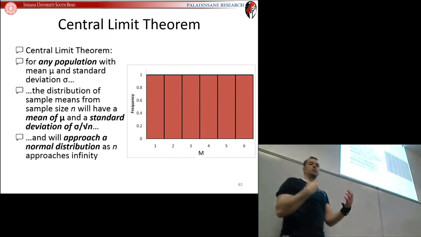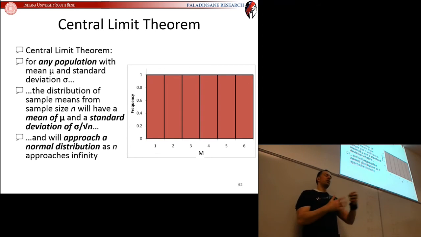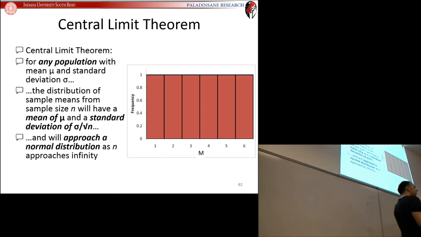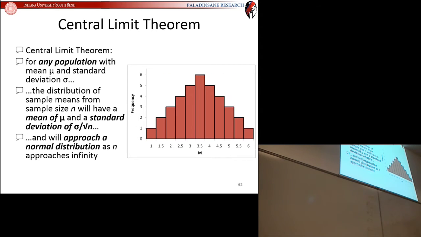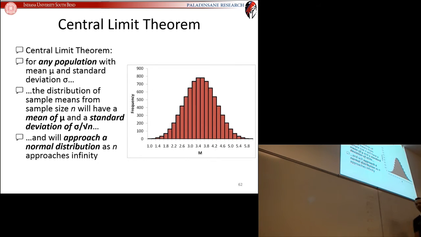So once again, the central limit theorem says that for any population, it does not matter what the shape of the distribution is, doesn't matter what the mean is, what the standard deviation is, any population is going to have a mean and a standard deviation. That population is going to have a distribution of sample means for a certain size sample with a mean the same as the population, standard deviation related to the population standard deviation divided by the square root of the size of your sample, and importantly, it will approach a normal distribution as n, the size of your sample, approaches infinity.